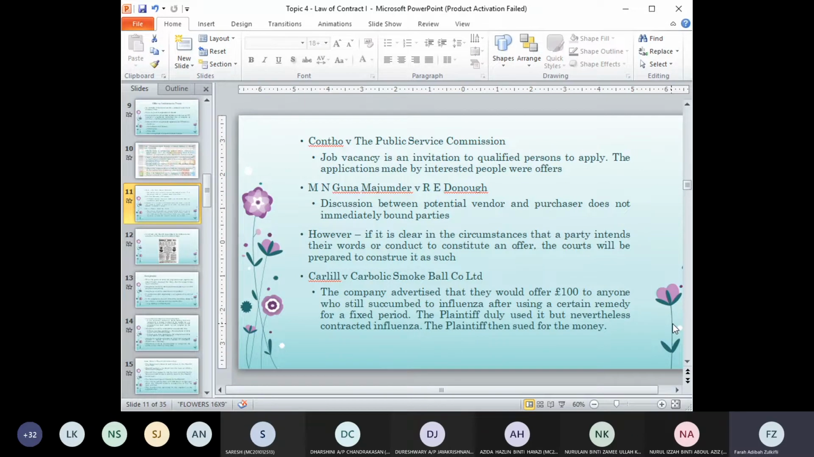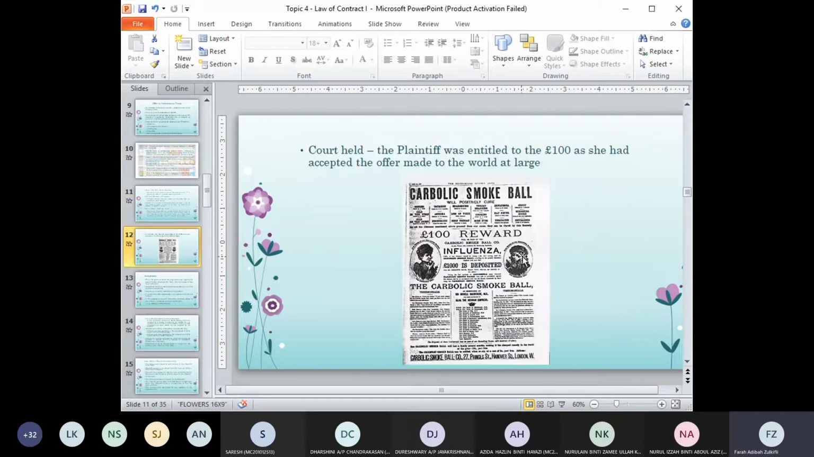there is no acceptance. Okay, but there is this one case, a quite unique case and very famous, the case of Carlill against Carbolic Smokeball Company Limited. In this case, the company advertised. This is just like what happens nowadays when people create testimonials on social media, or they create advertisements on TV or on social media, stating that if you use our product, you will be slim. If you use our medicine, you will be healed from diabetes. You will be healed from hypertension.